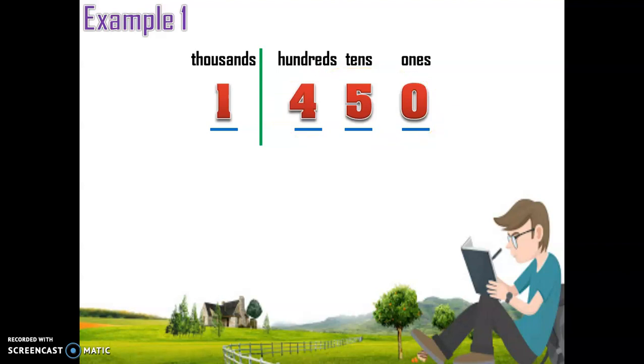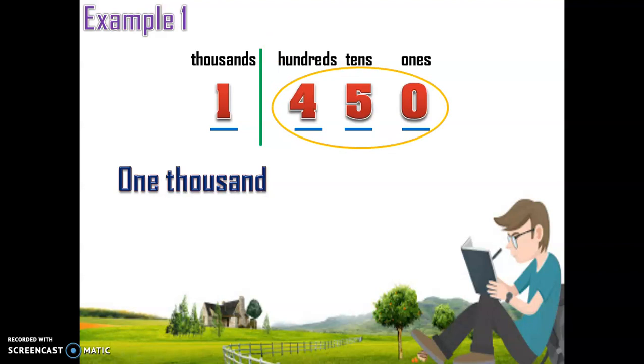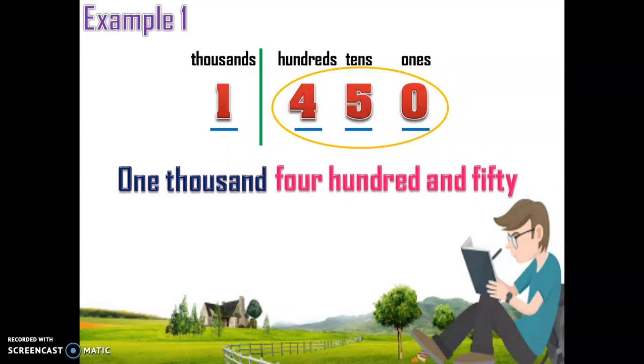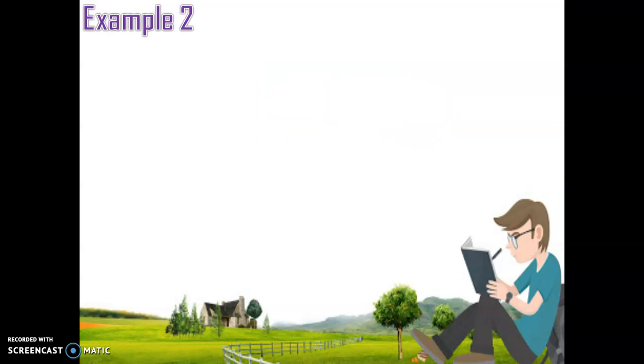Here we have 1, so 1000. What is this, students? 1000. And how about this? 450. So we must write it as 1450. Do you understand, students? Now let us see the second example.